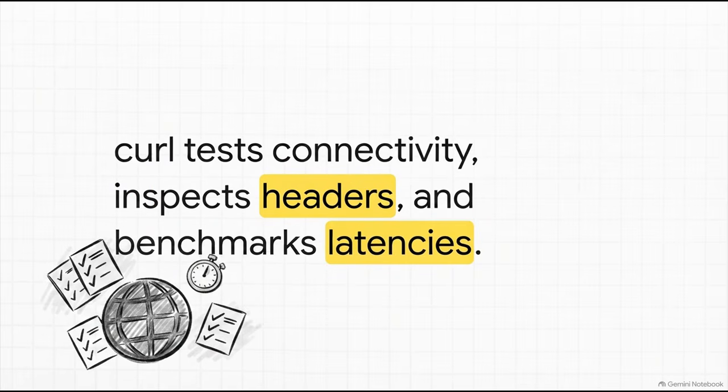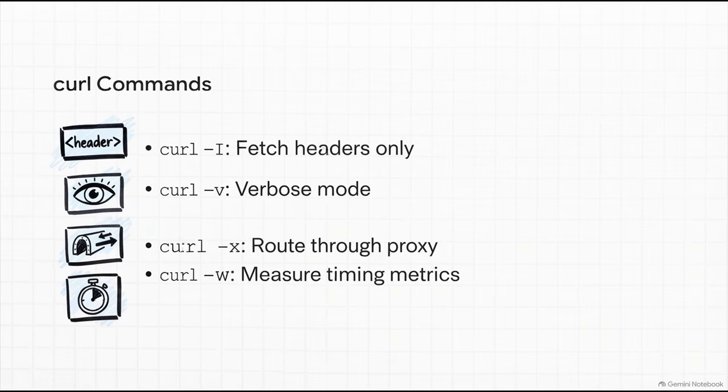Finally, we move all the way up to the application layer with curl. Now, most people think of curl simply as a way to download files from the internet, but it's actually an HTTP diagnostic powerhouse. It's used to test connectivity, inspect server response headers, and rigorously benchmark endpoint latencies. So instead of downloading a whole web page, curl -I will fetch just the HTTP headers, which is absolutely perfect for quickly checking a site's status code. curl -v turns on verbose mode, giving you a granular look at the DNS lookup, the TLS handshake, and all the headers being passed back and forth.